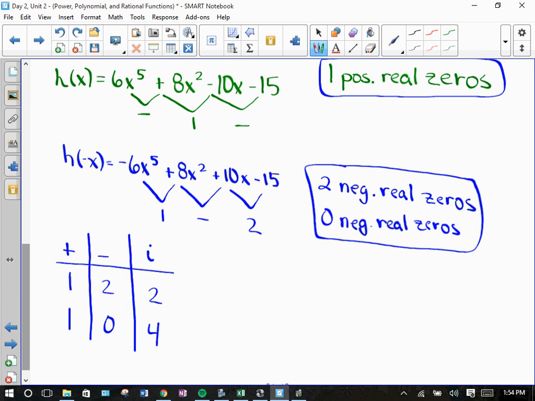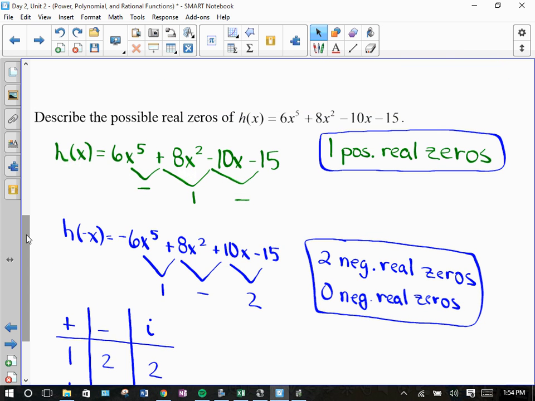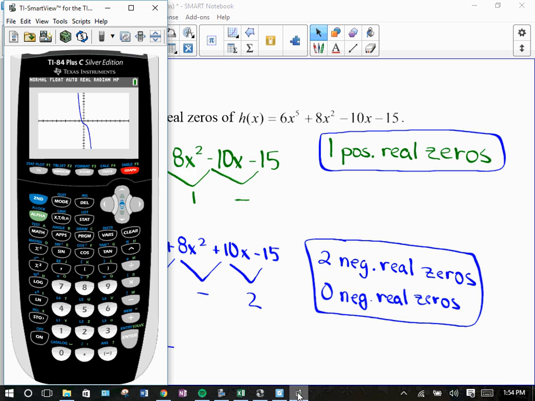So, let's graph this, just to see if you're right. This is really easy though. It's the easiest thing I can do.